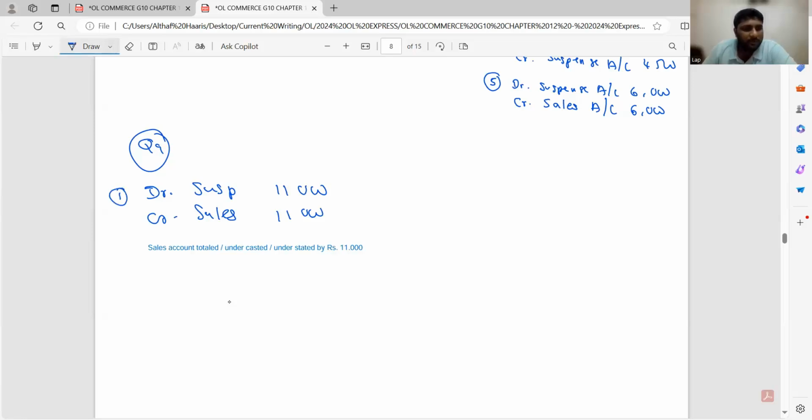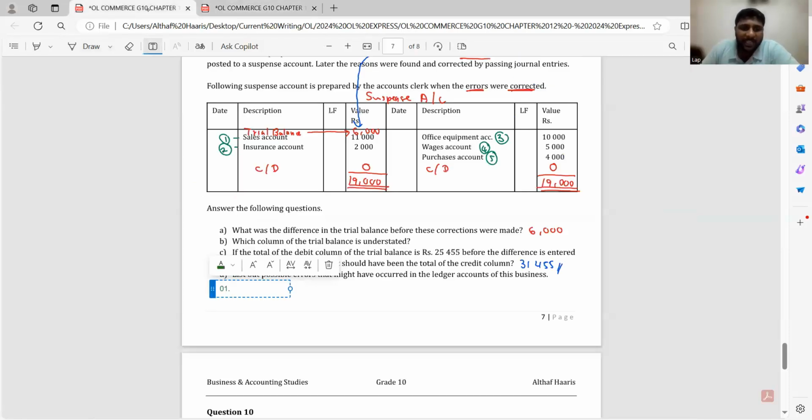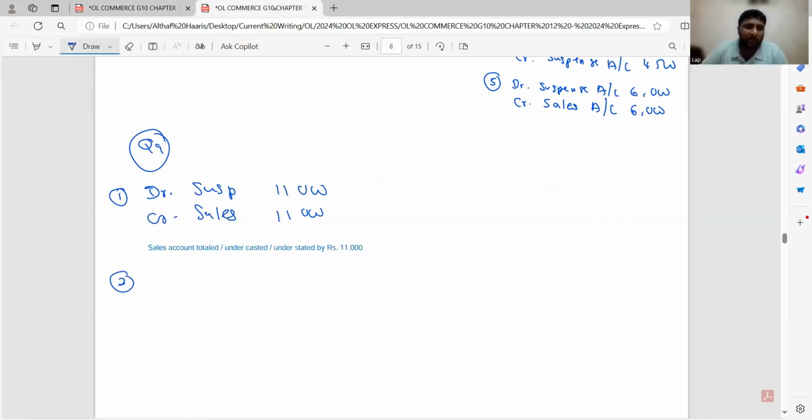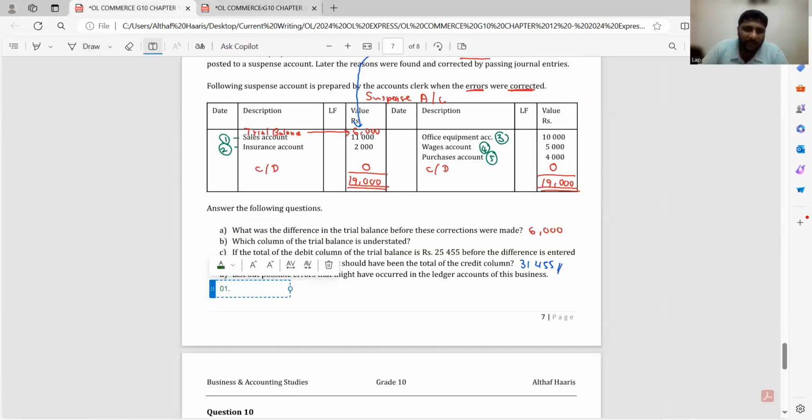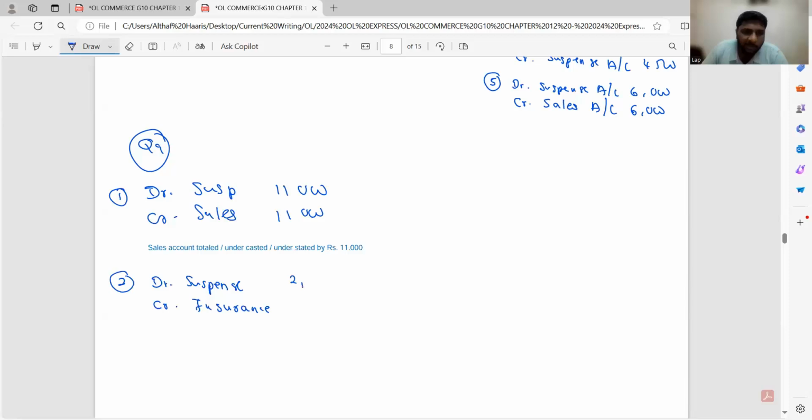That is the first one. Second one. Debit suspense, credit insurance. How much is the value? 2,000.